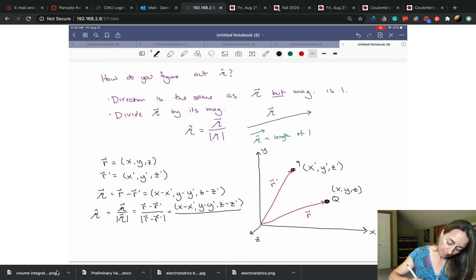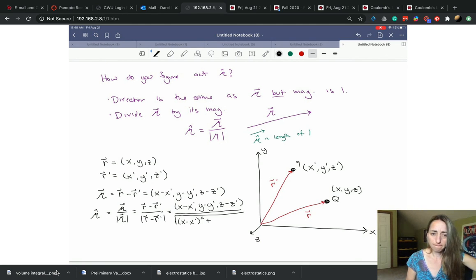And I'm going to divide it by the magnitude of that vector. That is going to be its components in the x, y, and z direction squared, and then the square root of that. I'm running out of space here. That is a squared. So if you know the positions of the source charge and the test charge in a Cartesian coordinate system, it's really no big deal to calculate what each of these vectors are.